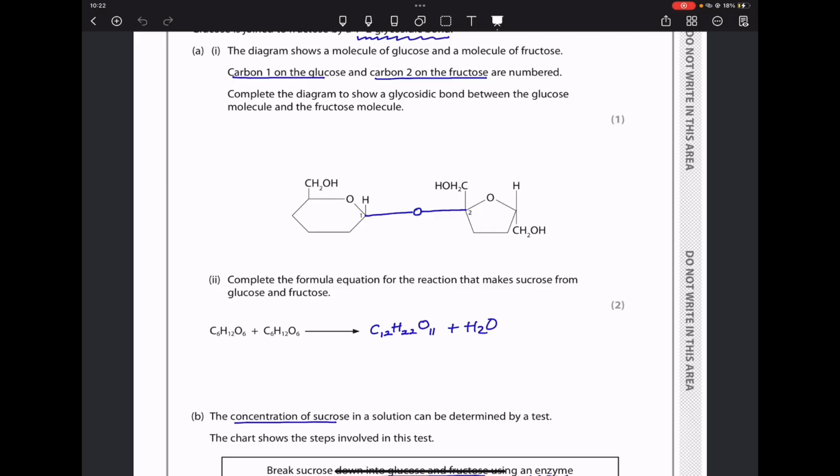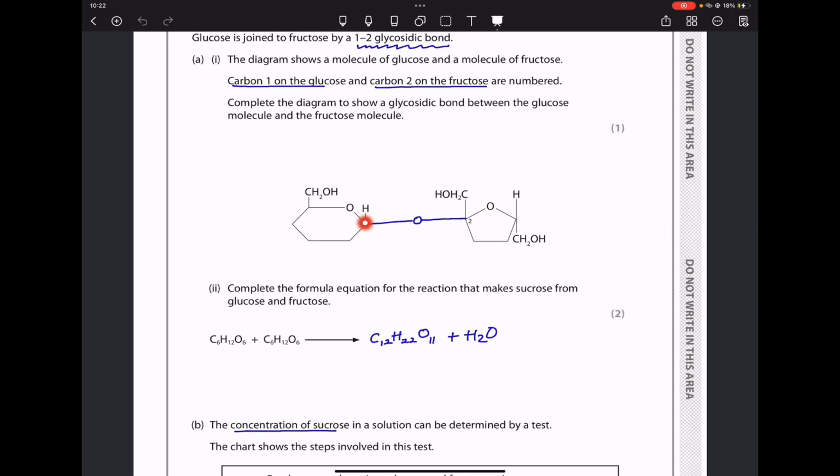Because this is a 1,2 glycosidic bond, it's going to be between carbon 1 of one molecule and carbon 2 of the other. So a glycosidic bond includes an oxygen bonded to the carbons on the other side. So this is what I showed.